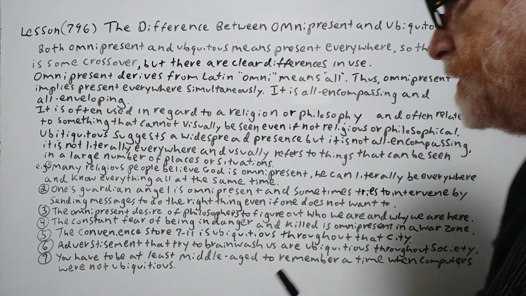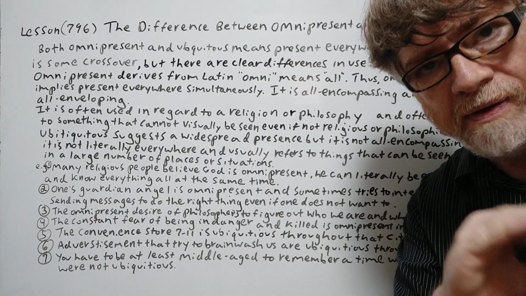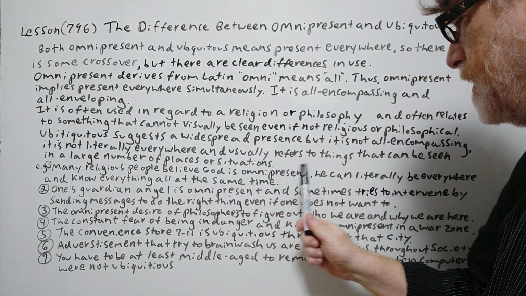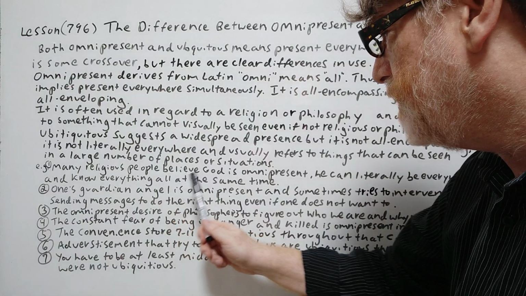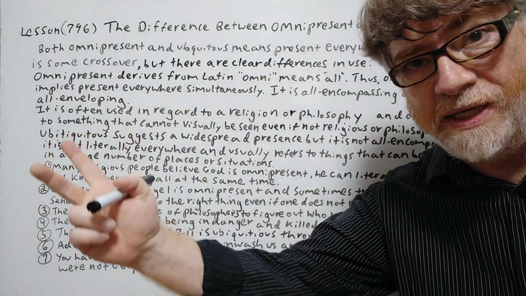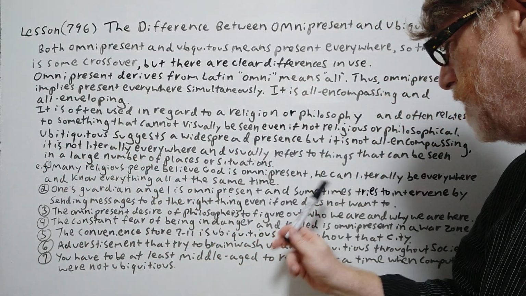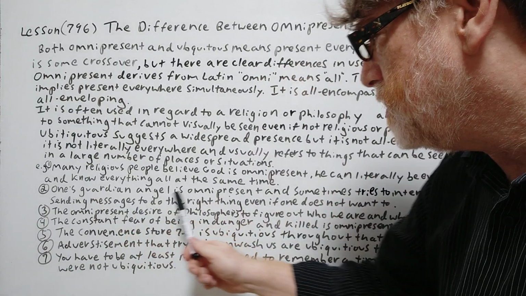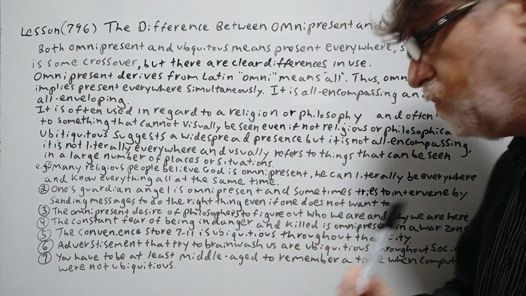Let's continue. All right, we got 7 examples to try to clarify the difference in use. Here's the first one. Many religious people believe God is omnipresent. He can literally be everywhere and know everything all at the same time. Okay, but can we see God? Not directly. One's guardian angel is omnipresent and sometimes tries to intervene by sending messages to do the right thing, even if one does not want to.